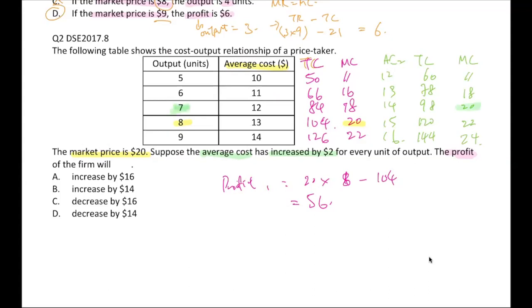Okay, then we need the profits 2. Okay, output 7. That means 20 times 7 minus... Oh, it's D, decreased by 14. Yeah, okay, should be 42 and decreased by 14.